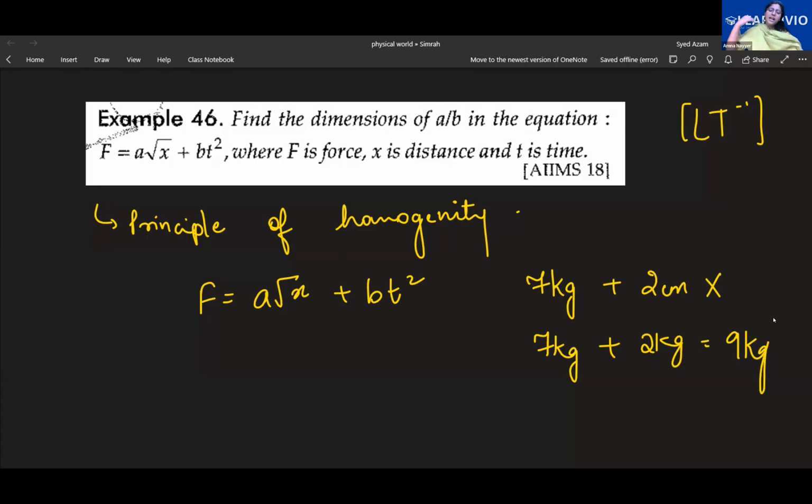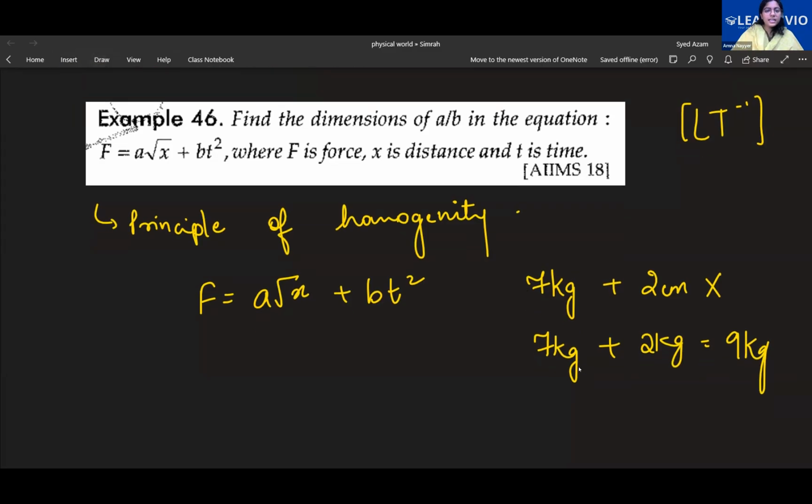So, if I am able to add two things of the same quantity, means they have the same dimensions, right? If 7 kg is getting added to 2 kg, you are able to add it because both of them have the same dimension. That is the dimension M, dimension of mass, right?